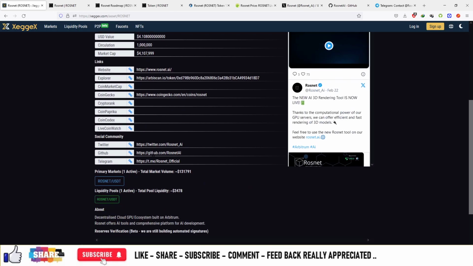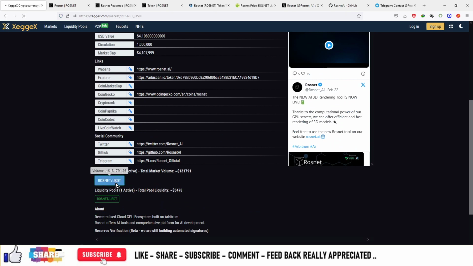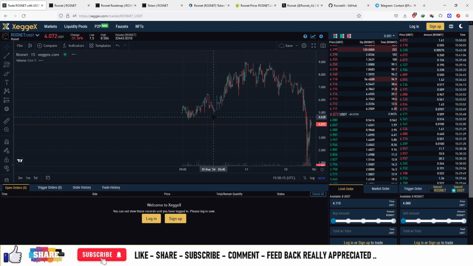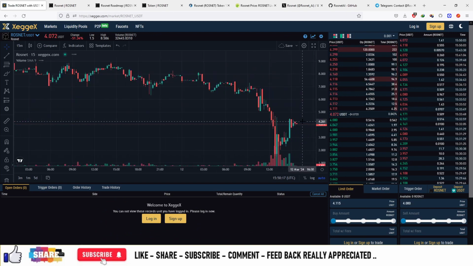So this is the token, and if you want to trade, then you can join the exchange that is Xeggex, and this is available on this platform. Right now the price of one coin is $4.07, and this is pretty much volatile. You can trade this currency on the Xeggex platform.